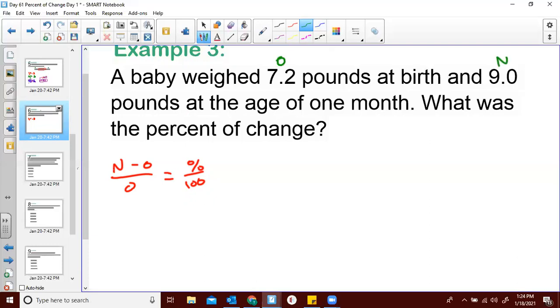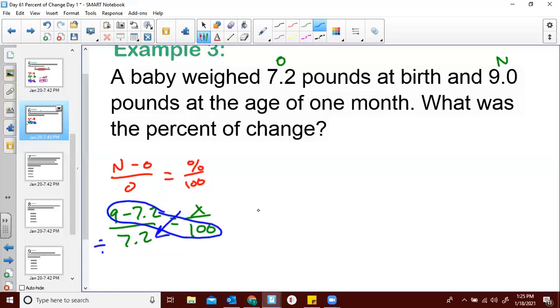So again, we just have to fill in what we know, and it's going to be x over 100. I'm going to skip this little subtraction piece right here. You know that you can cross multiply, divide by x's partner, and x is going to equal 25%.